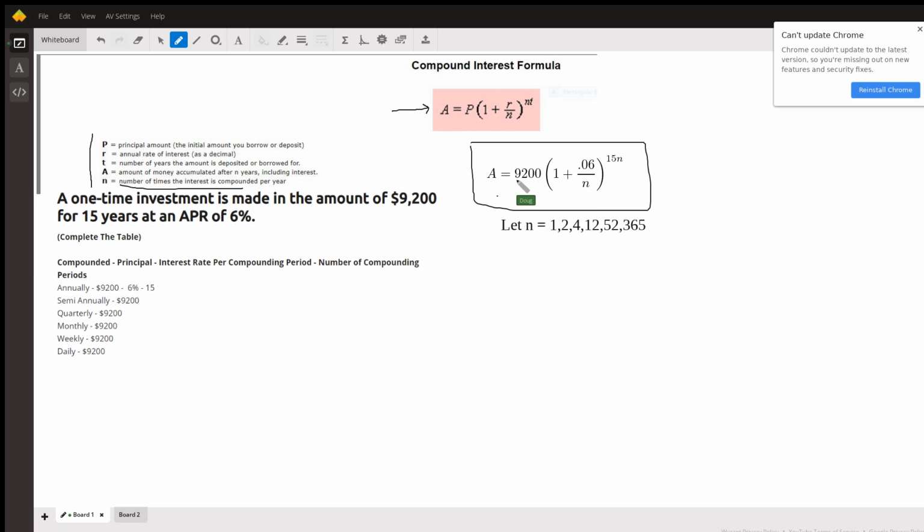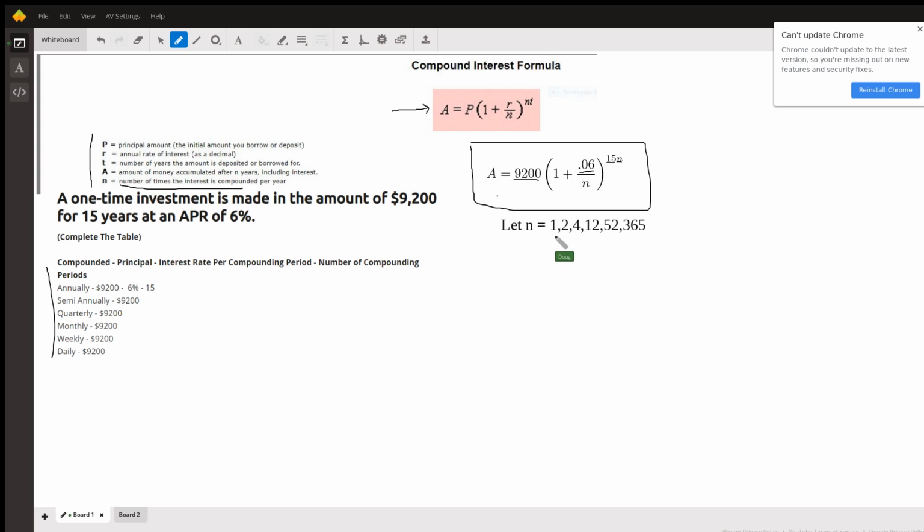In other words, P is 9,200, our initial amount. The interest rate is 6%, written as a decimal is 0.06 per year, over n, which is the number of times the interest is compounded each year. And this is T, which is 15 years. That's constant in all of these situations. And n is, again, the number of times the interest is compounded each year.